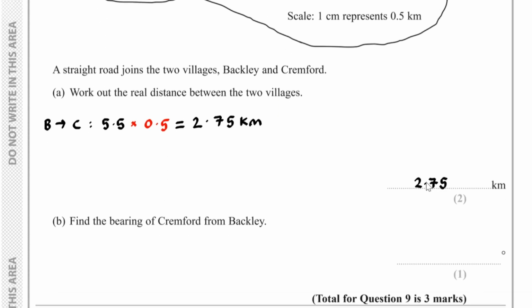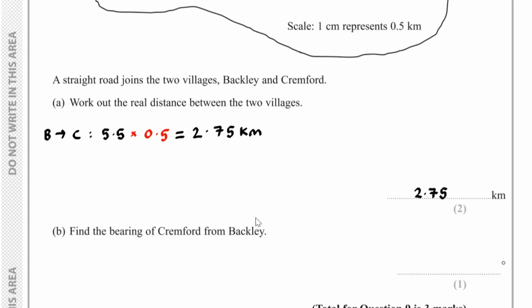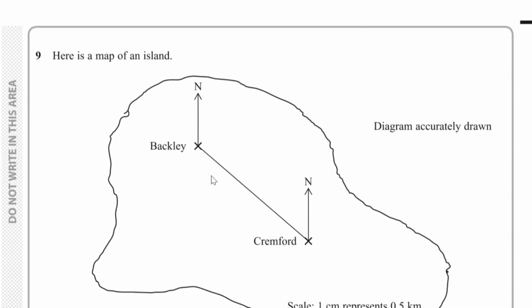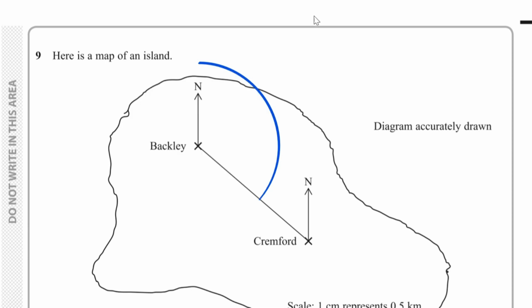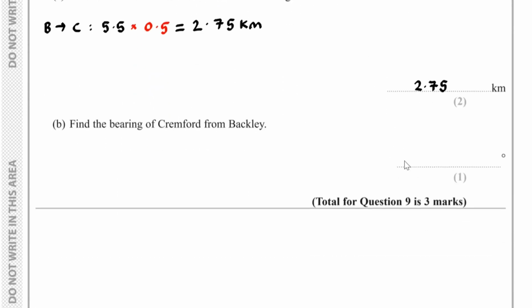Then for part B, we have to find the bearing of Crumford from Blackley. So we're starting at B and then we're going to C. So to work out this bearing, well, measuring this angle, we get an angle of 129. So we have 129 degrees.